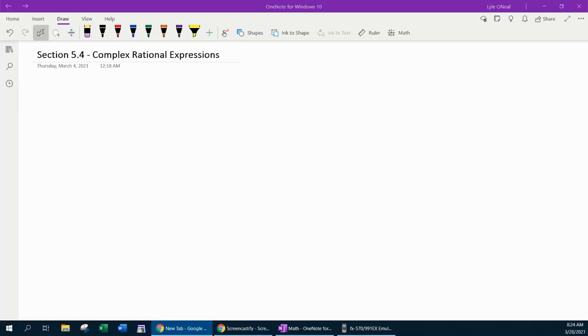Hello and welcome to our lesson on complex rational expressions. This is going to be from section 5.4 in our text. Let's start with an explanation of what that means.